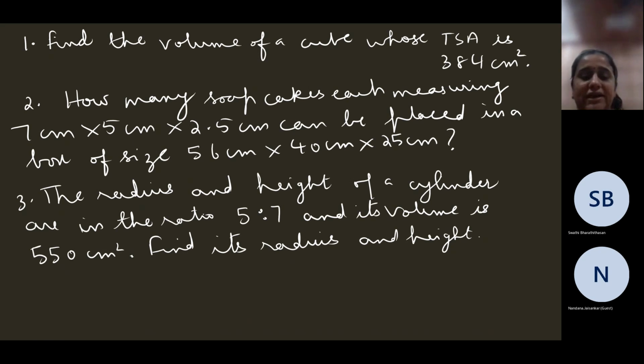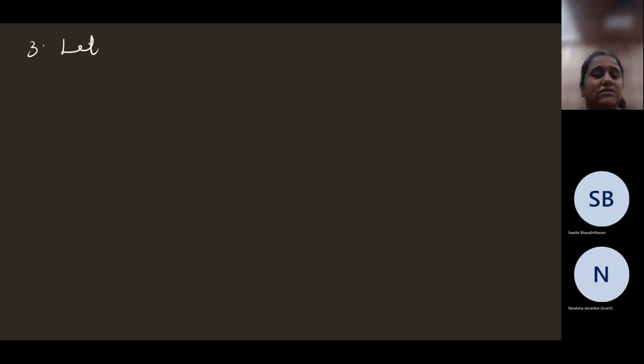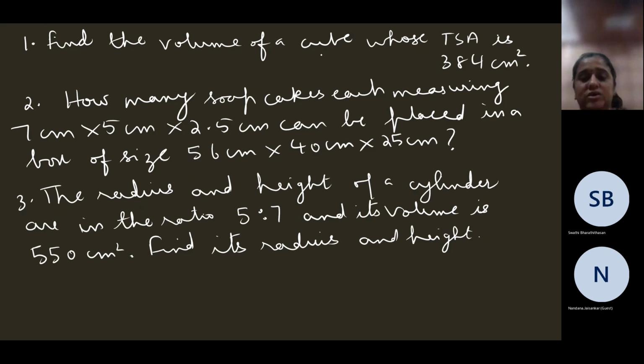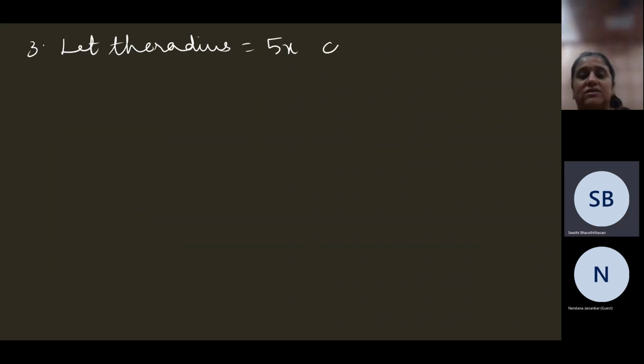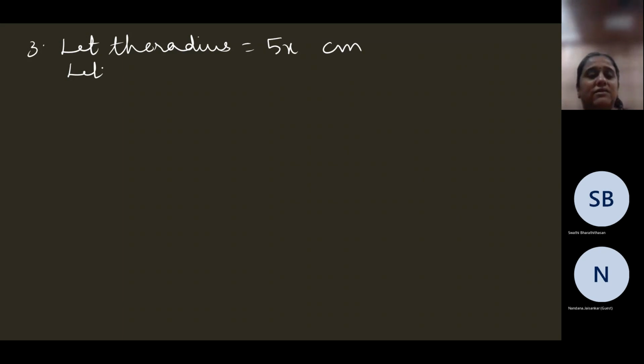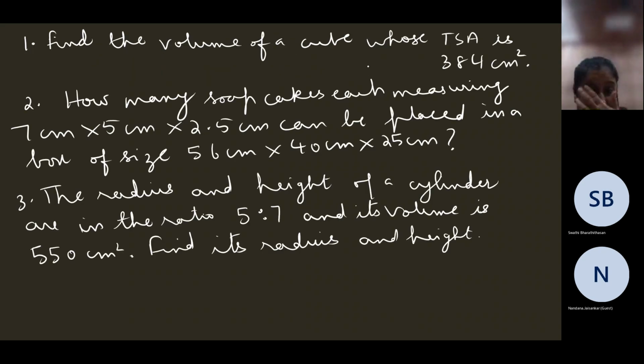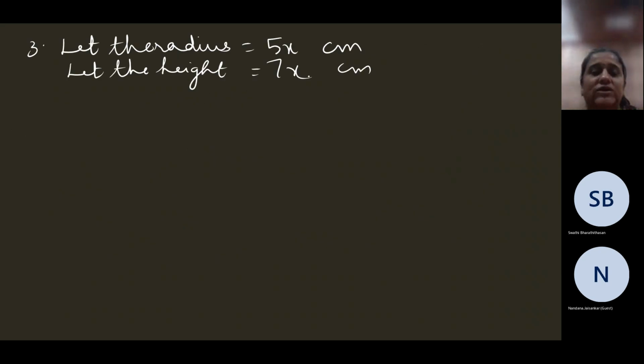It's about a cylinder, the radius and height are in the ratio 5:7. So let the radius be equal to 5x. What is the unit there? Centimeter. And let the height be 7x centimeters. Radius and height are in the ratio 5:7, so 5x, 7x. Volume is 550 centimeters square. With this information, we have to find the radius and height of the cylinder.